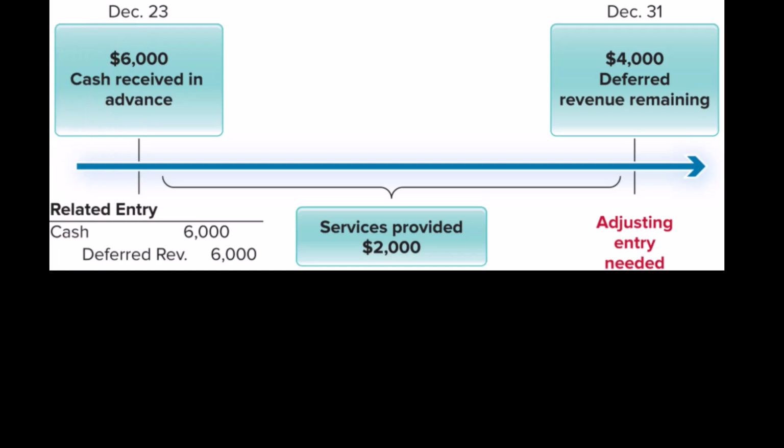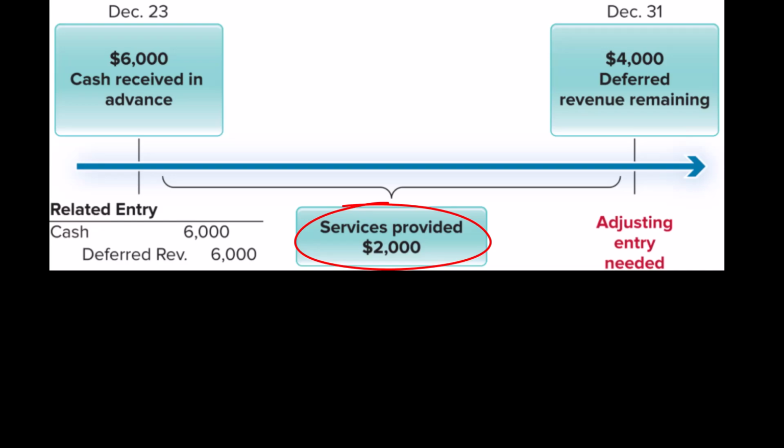Now, let's look at the other type of prepayment, deferred revenues. This arises when a company receives cash before it provides the products or services. This creates a liability, an obligation to the customer. On the 23rd of December, Eagle received $6,000 from customers for future soccer lessons. This was recorded as a liability. Assume that, by the end of December, Eagle has provided lessons worth $2,000.